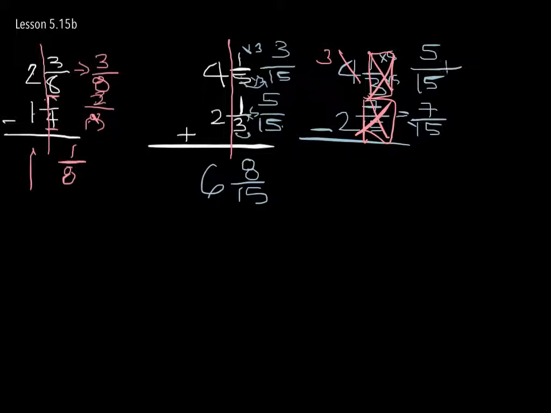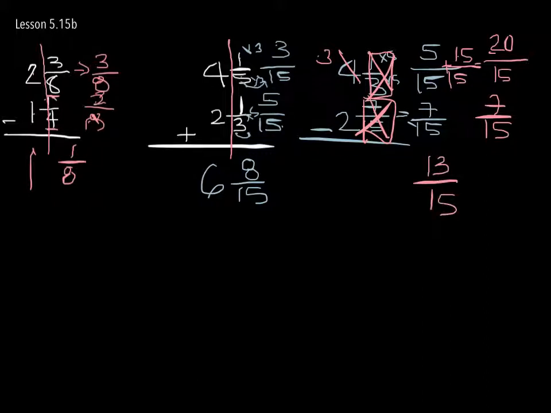So I'm going to add that to this, 15 over 15, and 15 plus 5 is 20. Now that my numerator is greater than my denominator, I'm ready to subtract. So we're going to subtract 7/15. 20 less 7 is going to be 13 over 15. And then I have 3 less 2 is 1.